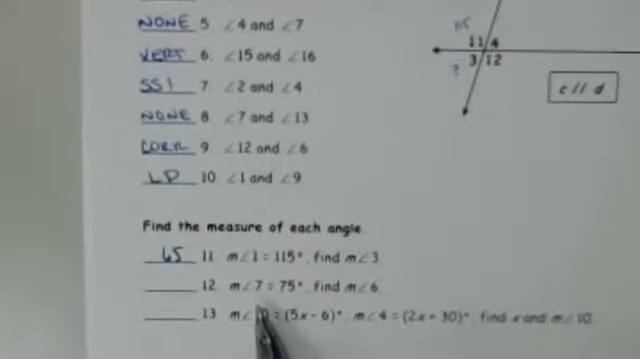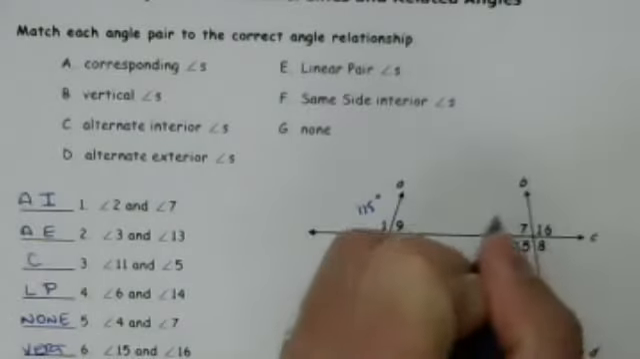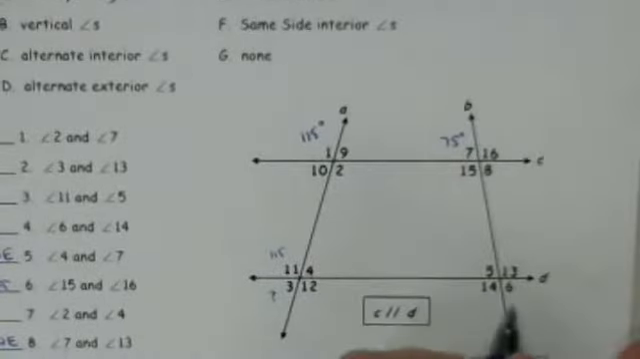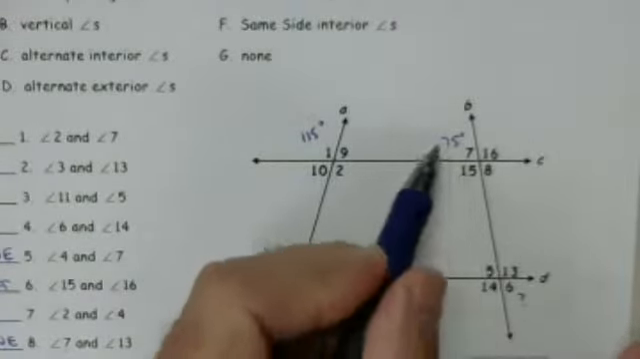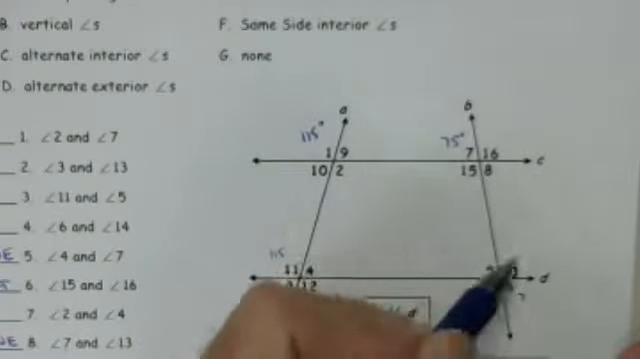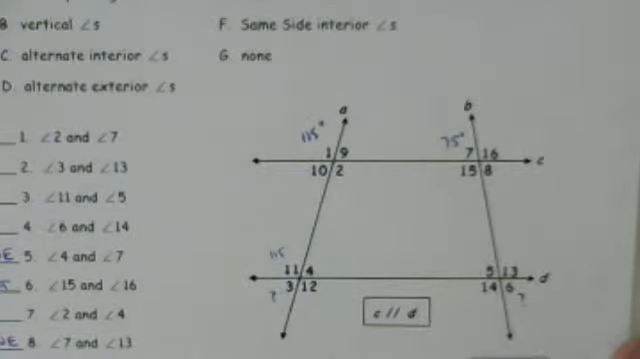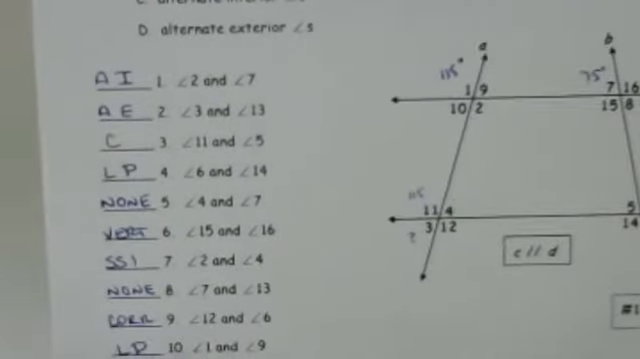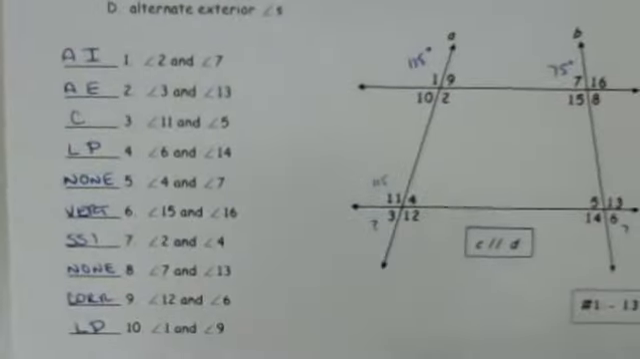Now, number 12, it says that angle 7 is 75, and find angle 6. So angle 7 is 75 degrees, and now we're looking for angle 6. Well, as you can see, 6 and 7 are both alternate exterior, and we know that alternate exterior angles are congruent, so if angle 7 is 75, then angle 6 is also 75 degrees.